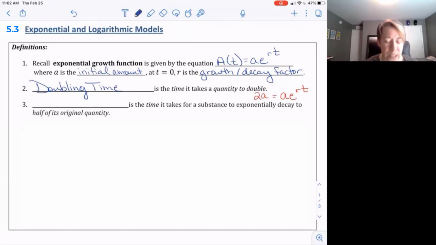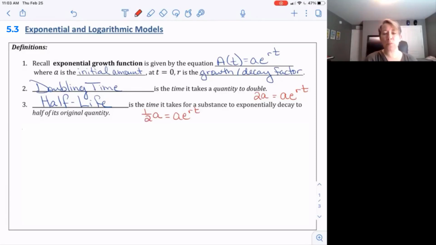Our next definition is what we call half-life. And this is the time it takes for a substance to exponentially decay to half of whatever the original quantity was. So again, if we start with A e^(rt), where A is our initial amount, our ending amount would be 1/2 times A.